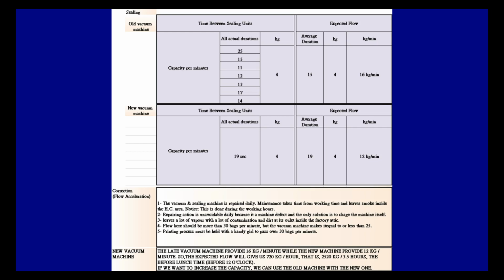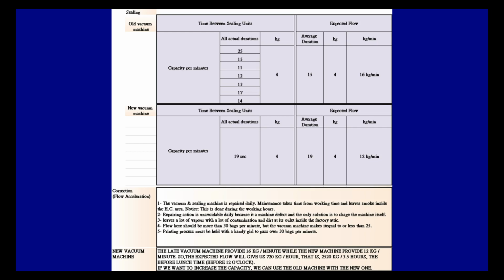2. Repairing action is unavoidable daily because it's a machine defect and the only solution is to change the machine itself. 3. It leaves a lot of vapor with a lot of contamination and dirt at its outlet inside the factory attic. 4. Flow here should be more than 30 bags per minute, but the vacuum machine makes it equal to or less than 25. 5. The printing process must be held with a handy girl to pass over 30 bags per minute.